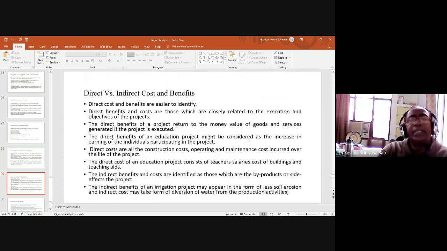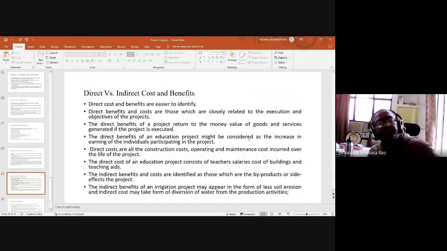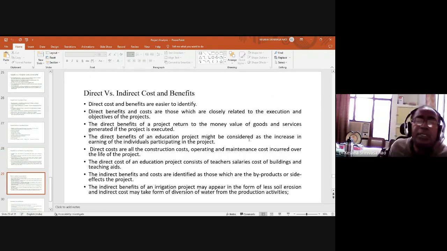Direct versus indirect costs and benefits. Direct costs and benefits are easier to identify. Direct benefits and costs are those which are closely related to the execution and objectives of the projects. This is the most important thing which you have to remember, friends. Direct costs and indirect costs, direct benefits and indirect benefits. So these are very, very important.